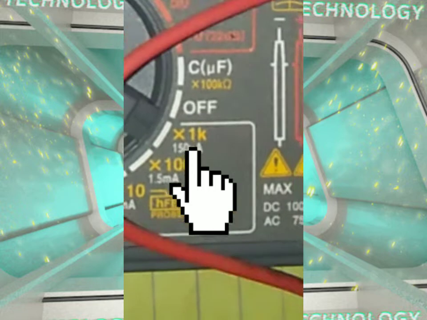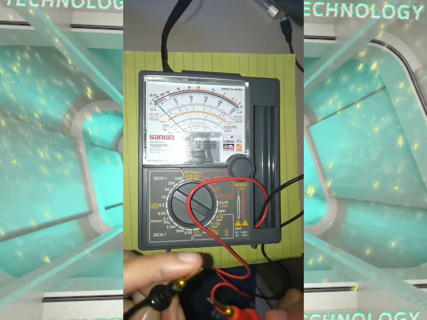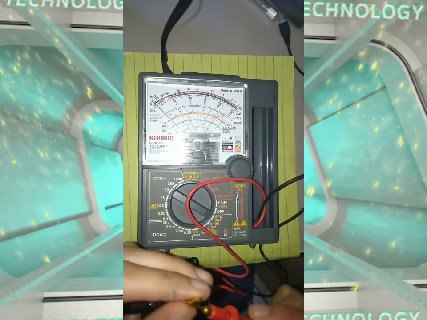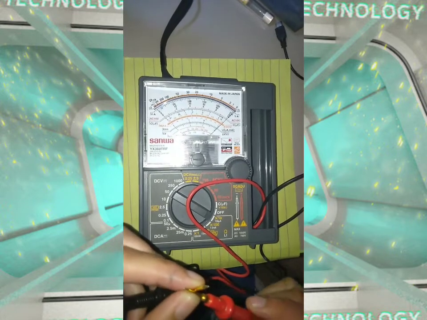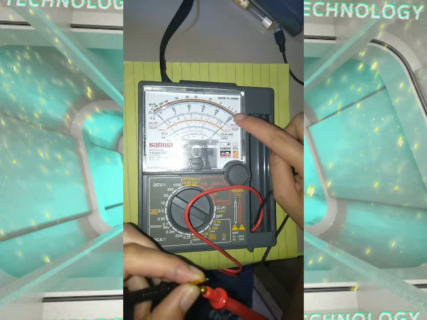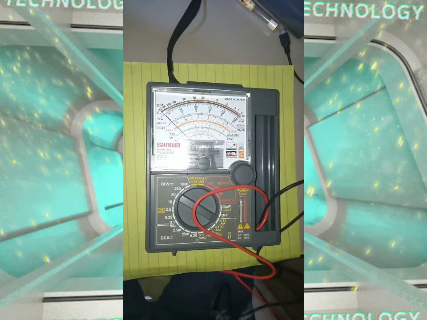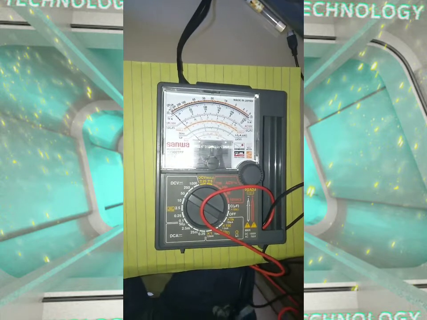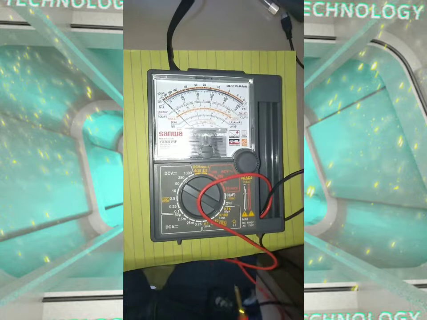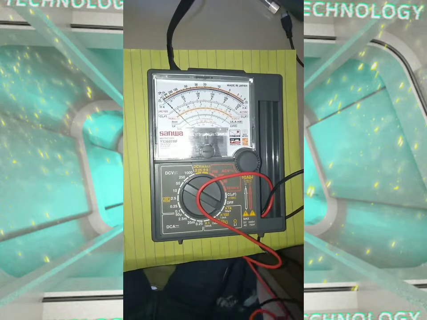So again, we are going to calibrate the positive and negative test rod. Let's see if it is still at the 0 point. Yes, it is still at the 0 point. And then what you are going to do is go back to the thing that you did a while ago and get the reading of the resistors.